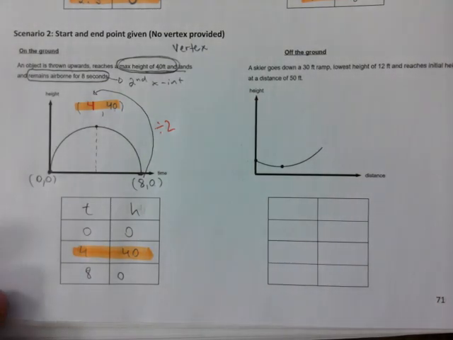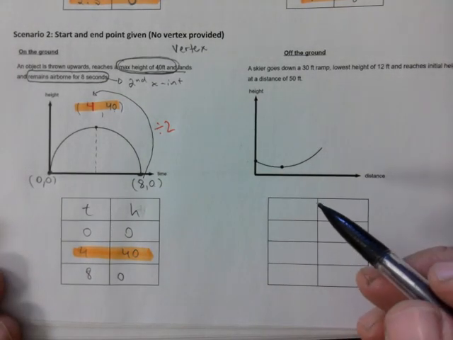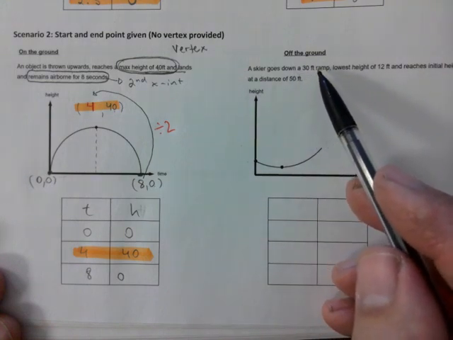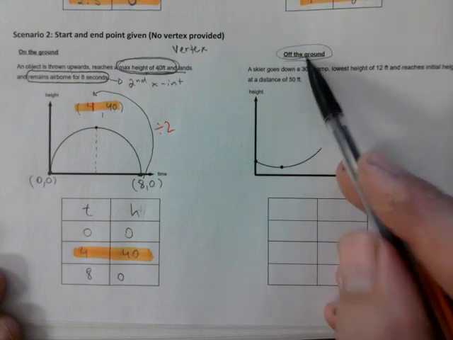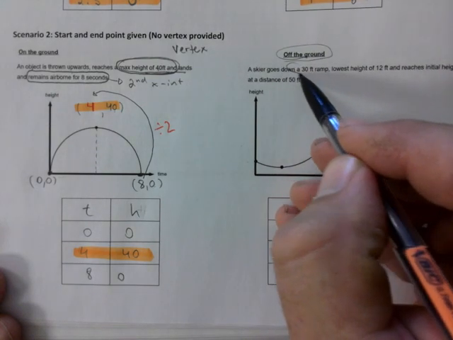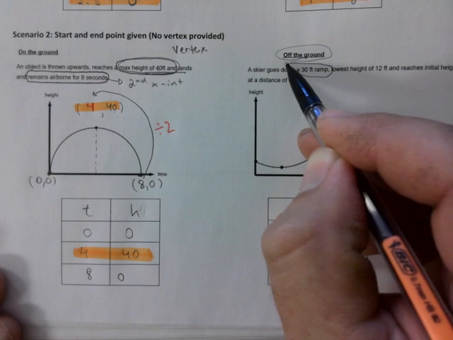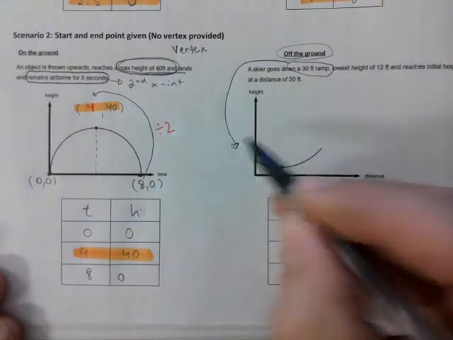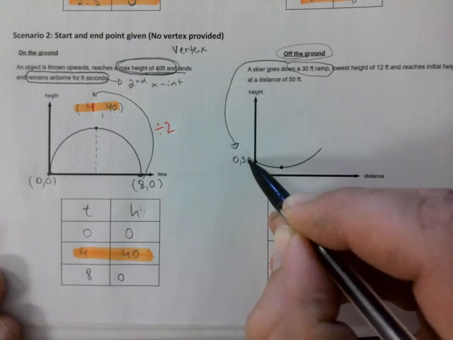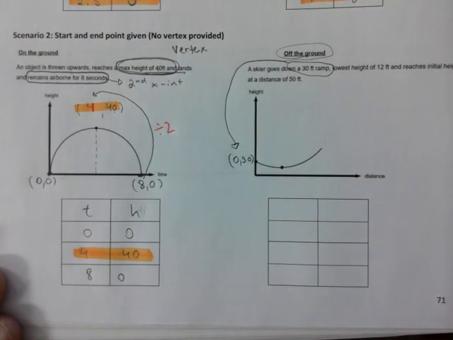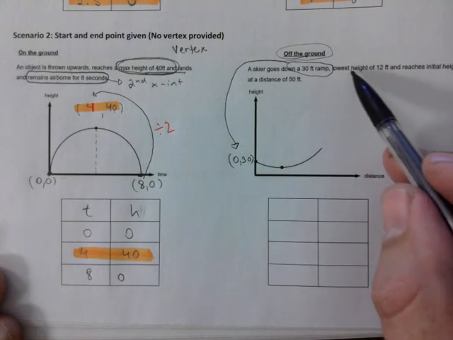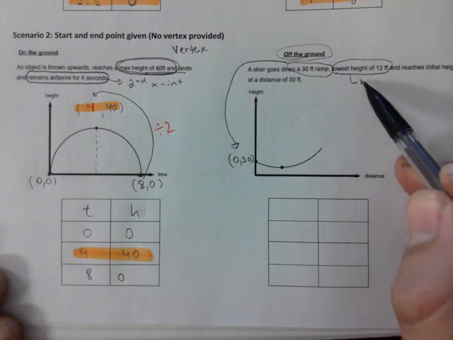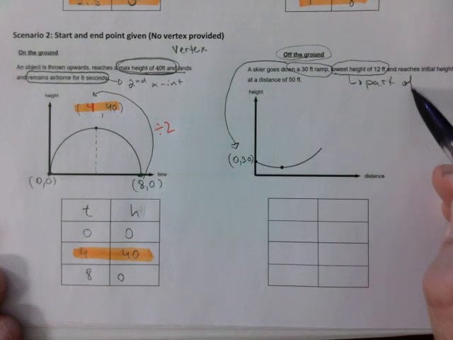Last but not least, distance and height. It says a skier goes down a 30-foot ramp. You're off the ground. This question is giving it away already. You're going down a 30-foot ramp. That is the y-intercept. So that's your starting point. That's 0, 30. The lowest height is 12 feet. That's part of the vertex.